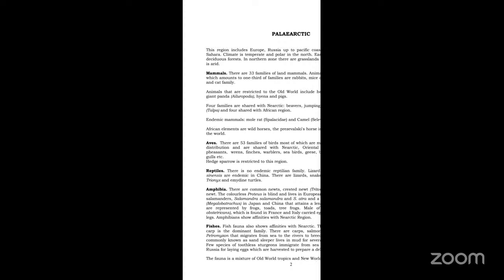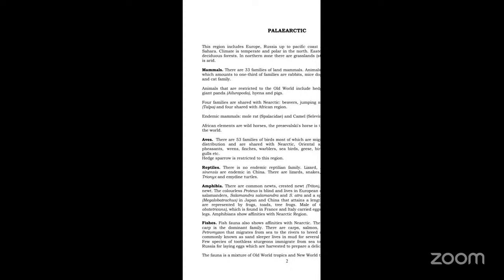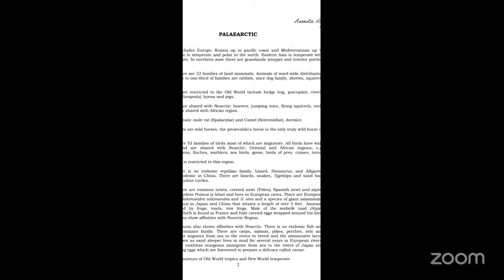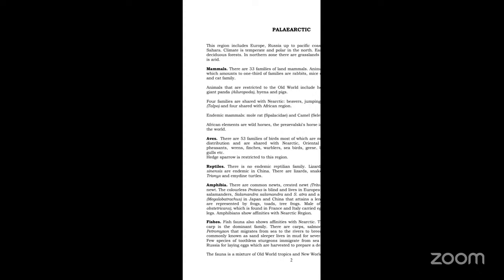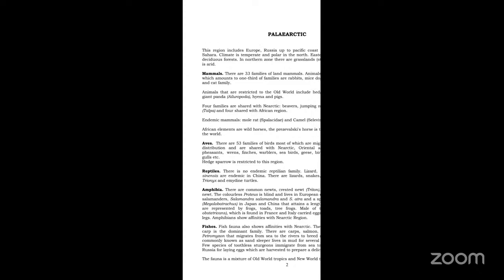About 33 families of mammals are present in this particular region. They are rabbits, mice, dogs, shrews, squirrels, as well as the cat. Now, the animals that are restricted to the Old World include hedgehog, porcupine, giant panda, hyena, as well as the pigs. So these are some of the mammals that are found in the Palearctic region.